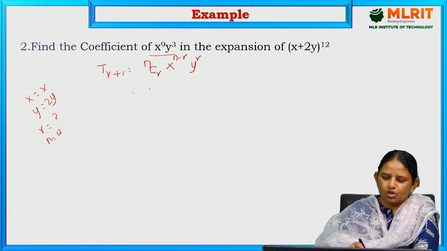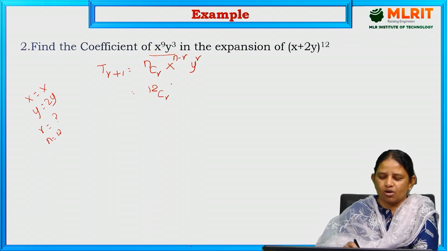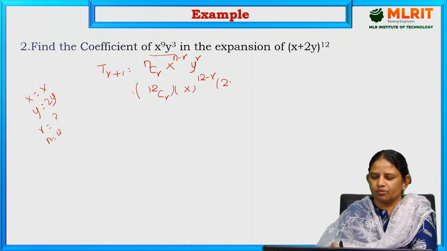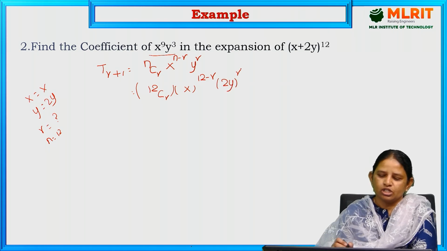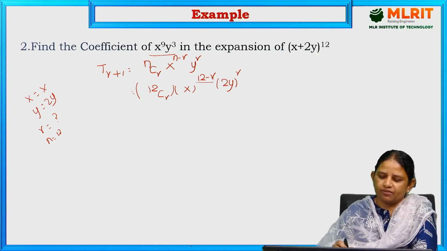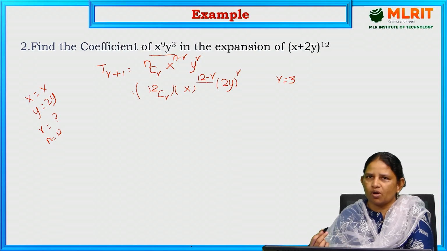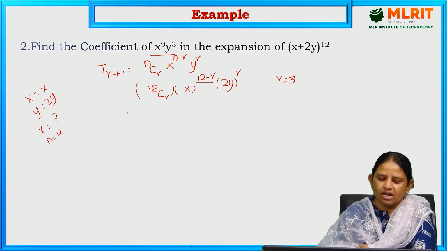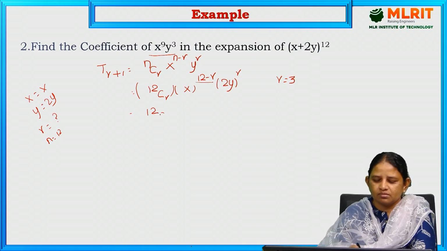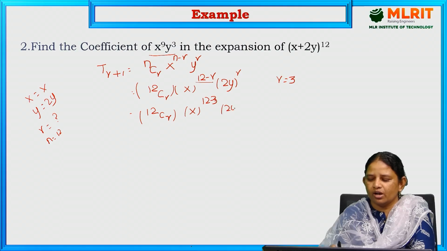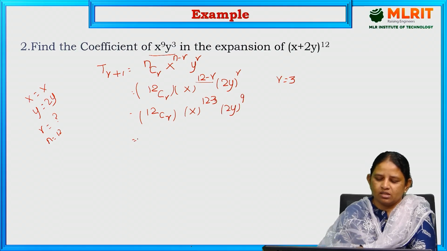12Cr. We don't know the value of r, as it is 12Cr. What is x? x only. What is n minus r? That is 12 minus r. What is y? (2y) whole to the power of r. So to get x to the power of 9, we need to substitute r is equal to 3. When r is equal to 3, we get x to the power of 9 and also y to the power of 3. That is 12Cr, x value is x only, x to the power of 12 minus 3, (2y) whole to the power of 3. That is 12C3.